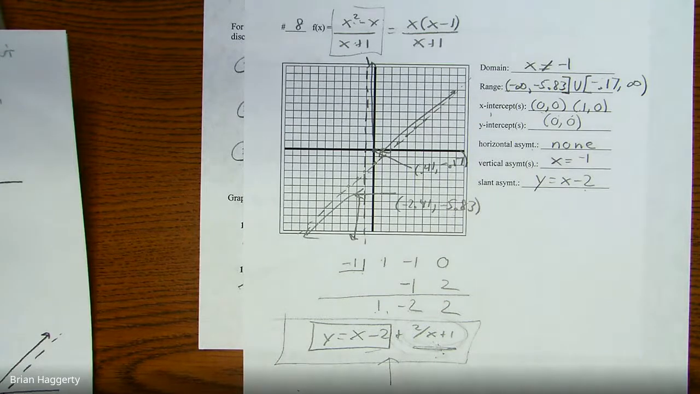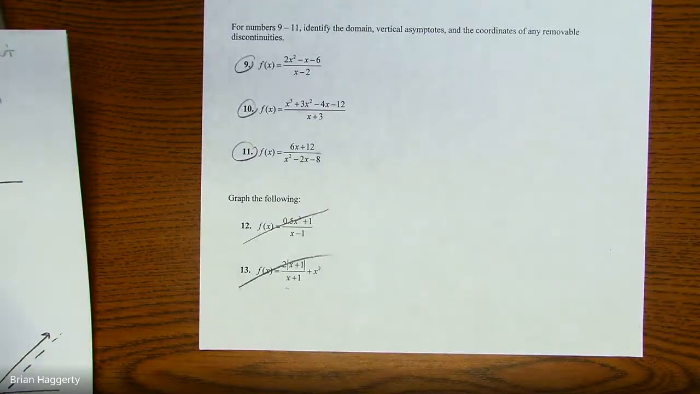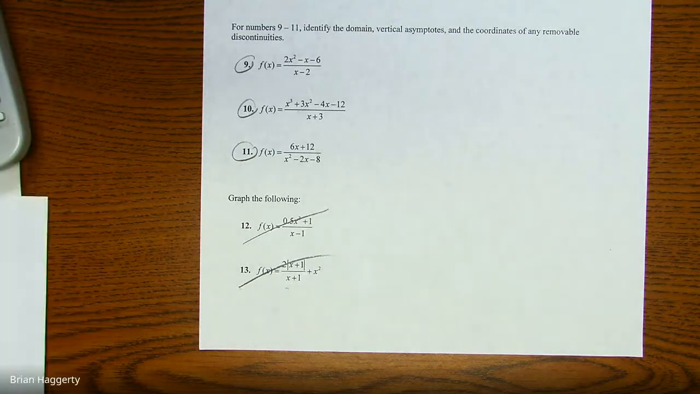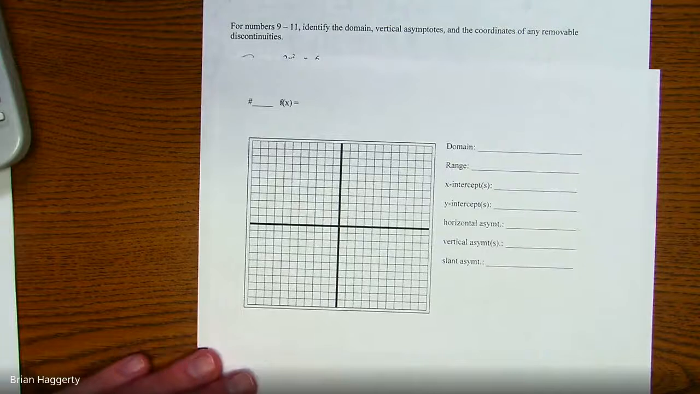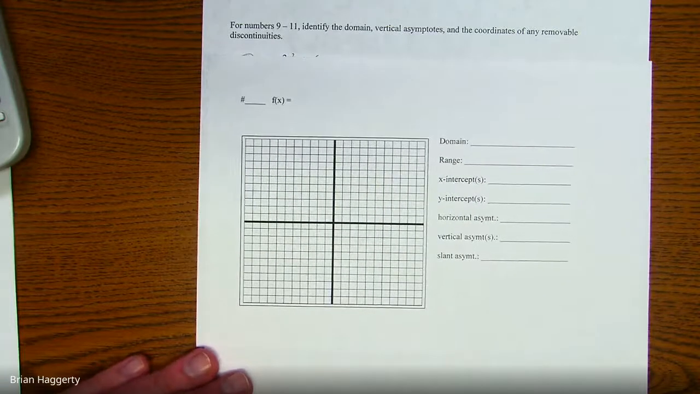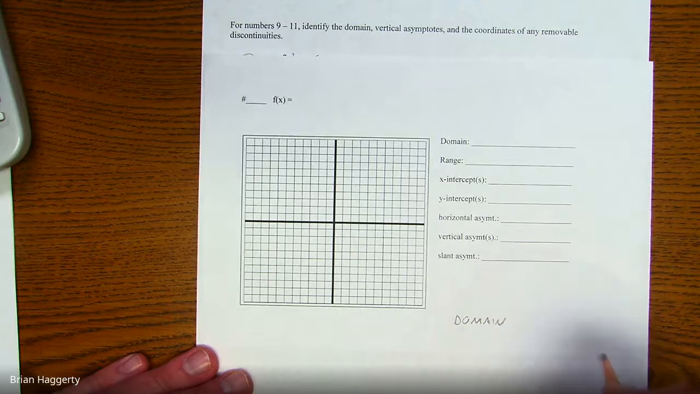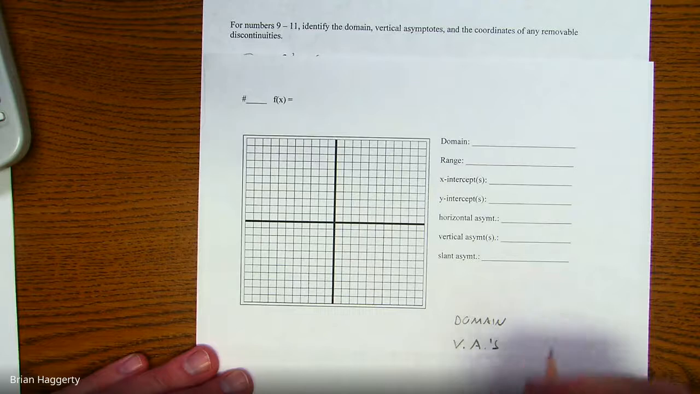All right, good with number 8? All right, now on to number 9. We're getting a different set of instructions here because these are going to play out a little bit differently than the ones above. So for 9, 10, and 11, it's asking us for the domain, the vertical asymptotes, and the removable discontinuities.